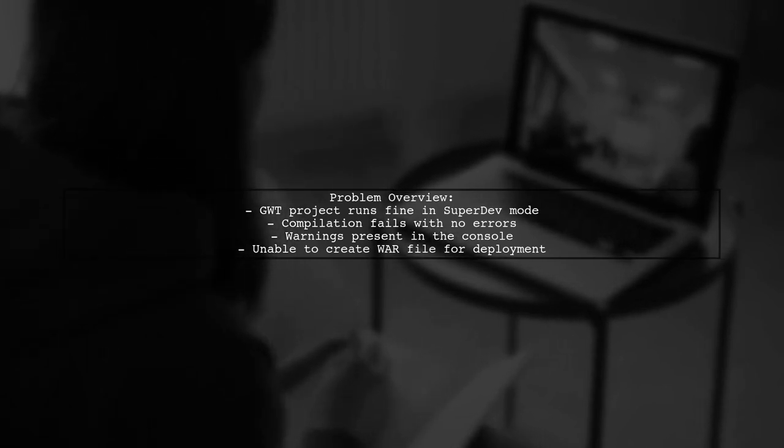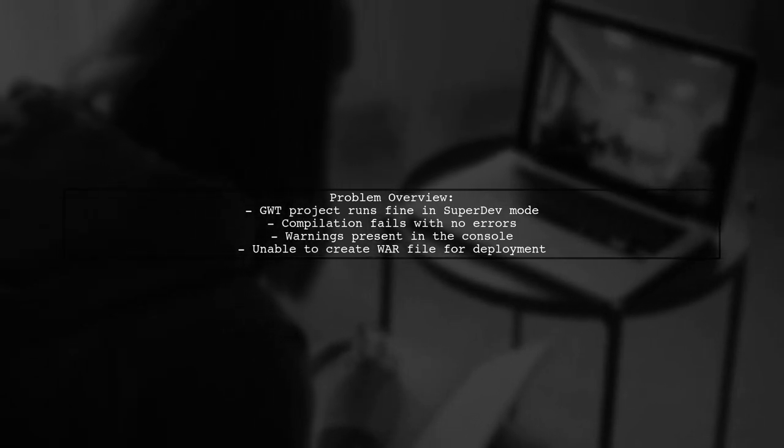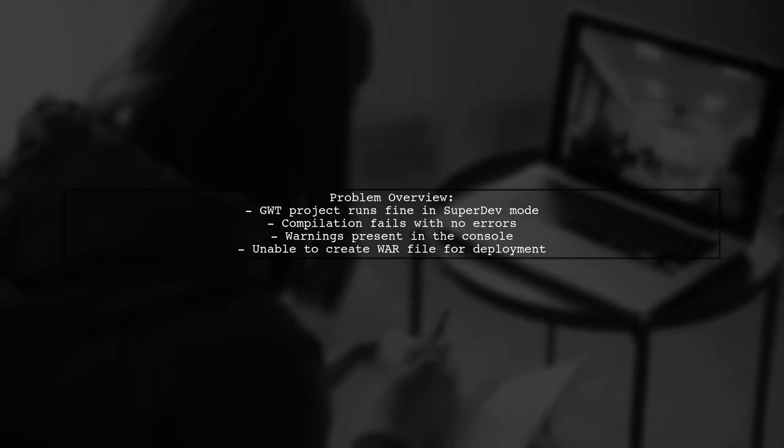Here's a quick overview of the problem. Our viewer has a GWT project running smoothly in SuperDev mode, with all functionalities working flawlessly. However, when it comes to compiling the project, it just stops without any clear errors, only some warnings in the console. This has left them puzzled, as they can't create a WAR file to host the project on Tomcat.